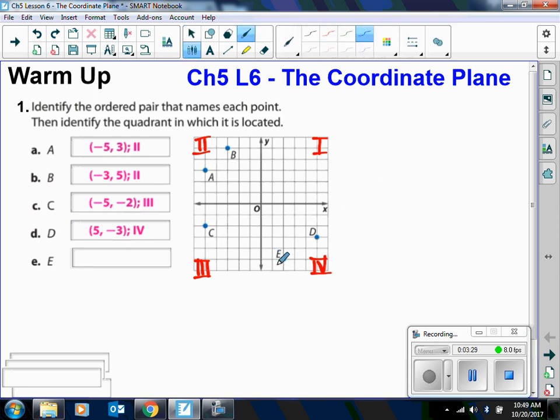And then point E, right here, we're going to the right 2 and down 1, 2, 3, 4, 5. So the ordered pair will be 2, comma, -5. Very good. And it's in quadrant 4.